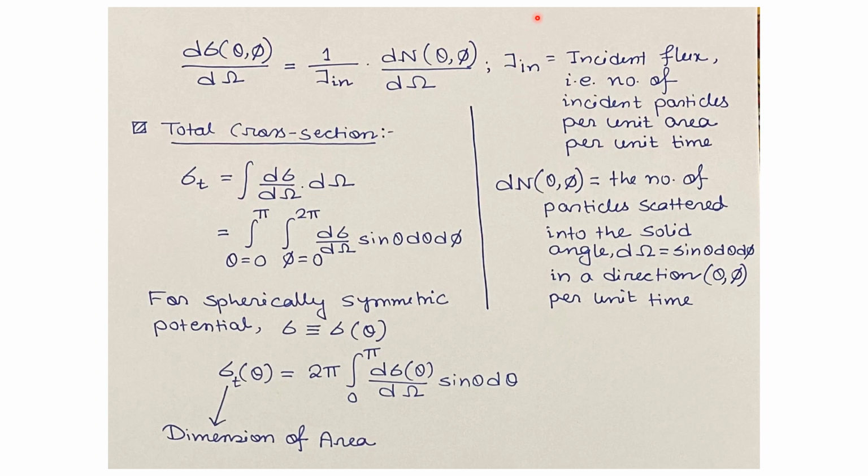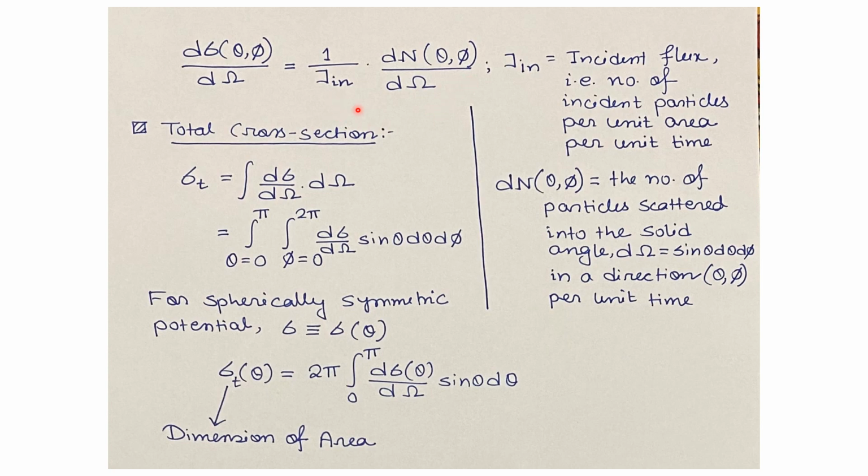Till now, we have already discussed the differential scattering cross section d sigma d omega in a scattering experiment, and also the definition for it. From the definition, we can construct a mathematical relation between d sigma d omega, the incident flux J in, and the number of particles scattered into the elementary solid angle d omega, that is dn, as a function of theta comma phi. So this equation tells us d sigma d omega as a function of theta comma phi equals 1 by J in times dn d omega as a function of theta comma phi.